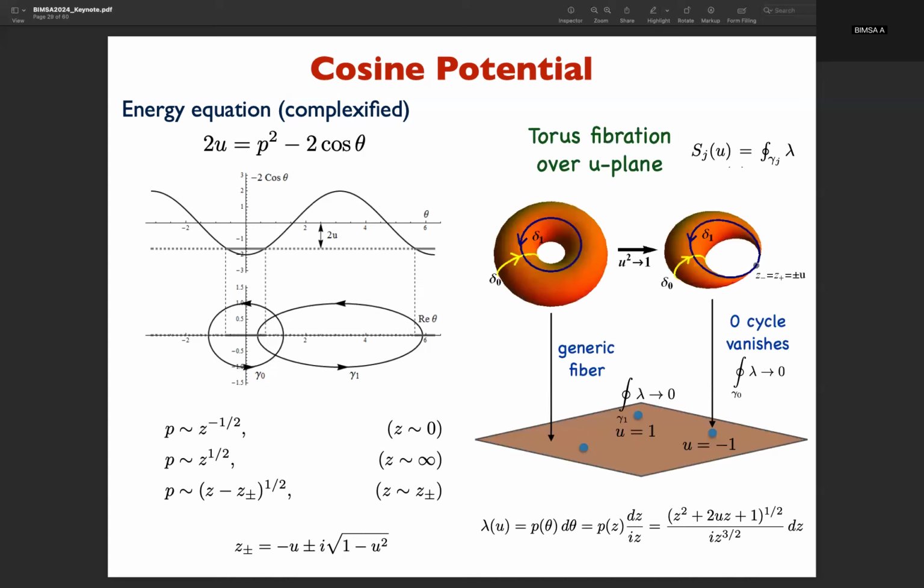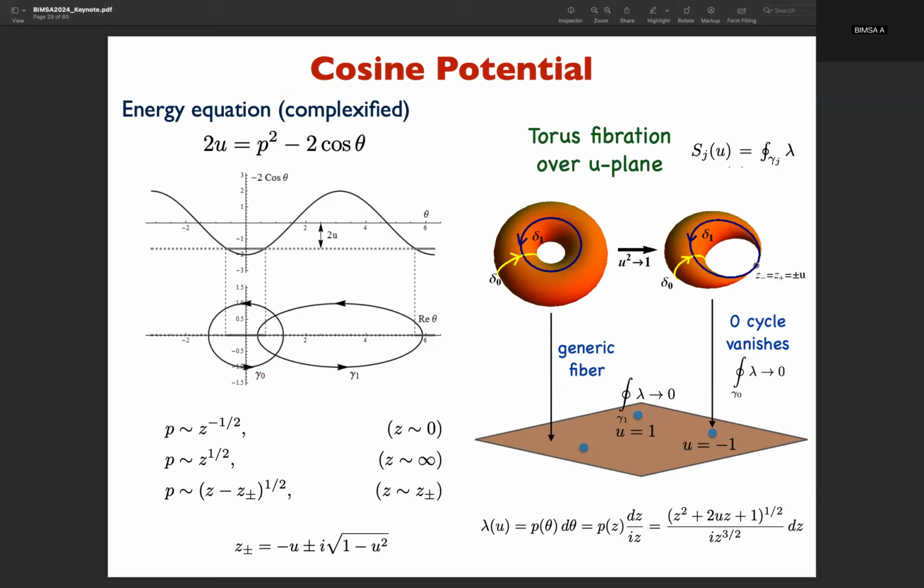So now we should think of this as a torus fibration over the u-plane. Like I said, we'll compute those period integrals, and then there will be three points in the u-plane where something special is going on with those cycles. At u equals 1, one of the cycles shrinks, goes to 0. I call it delta 1 here. At u equals -1, the other one shrinks. So you can figure out which one goes where.